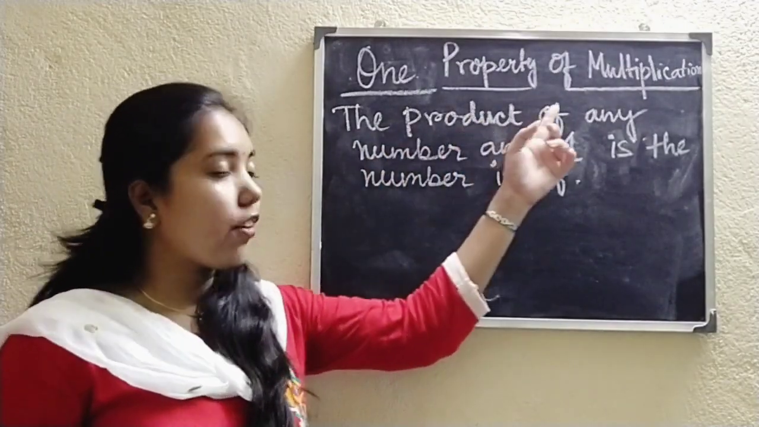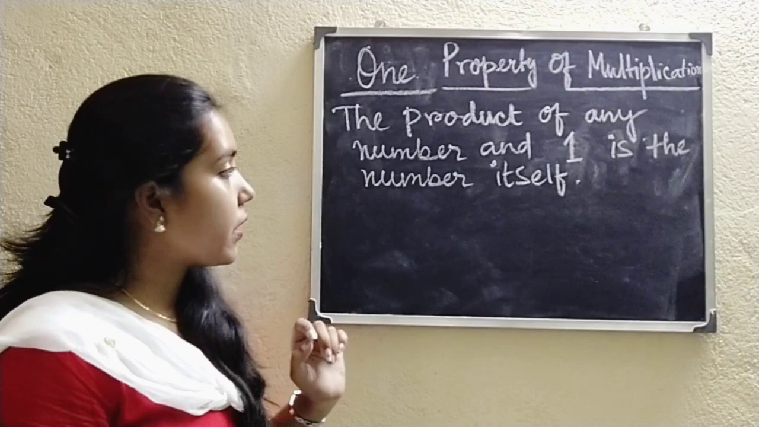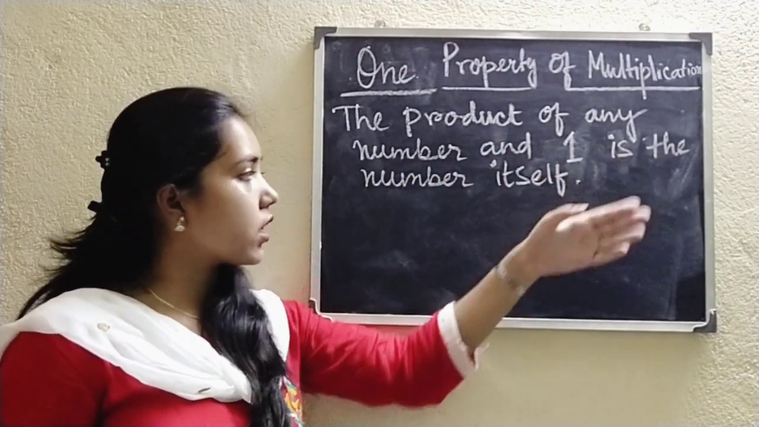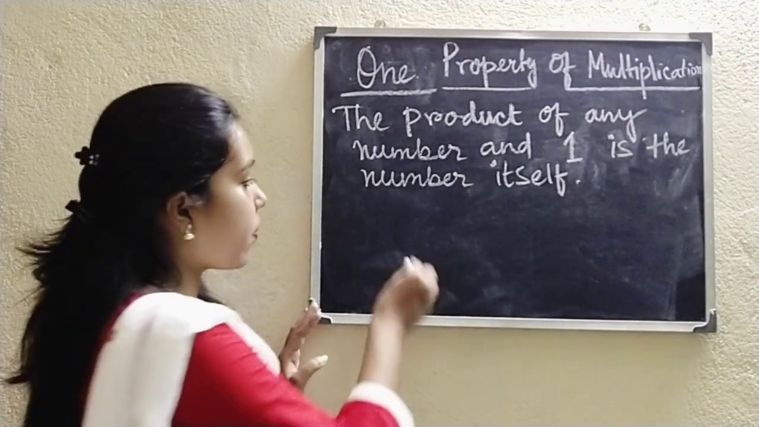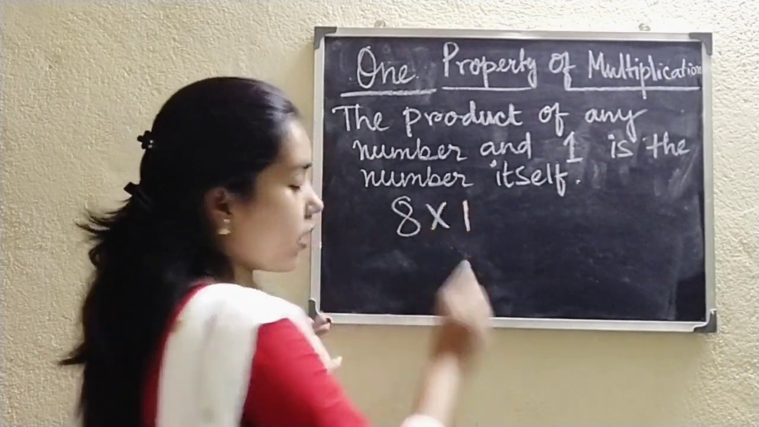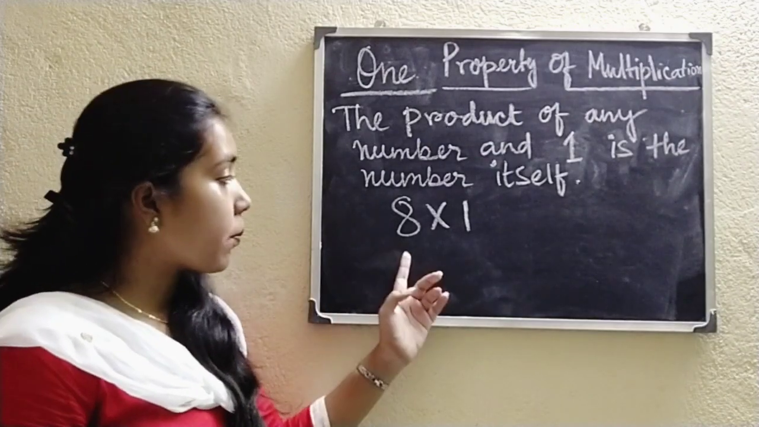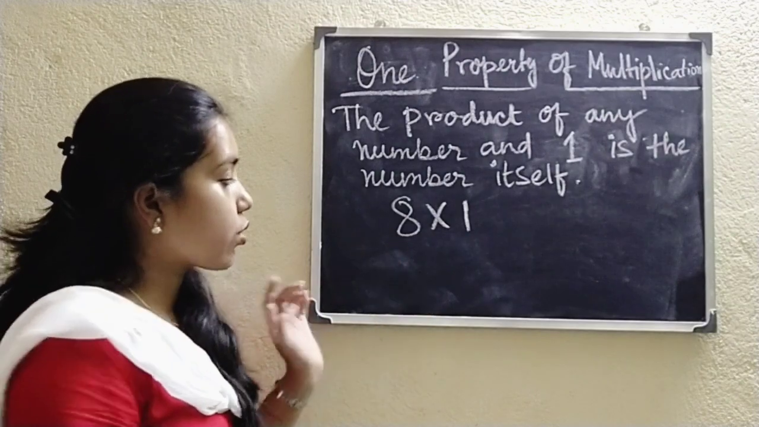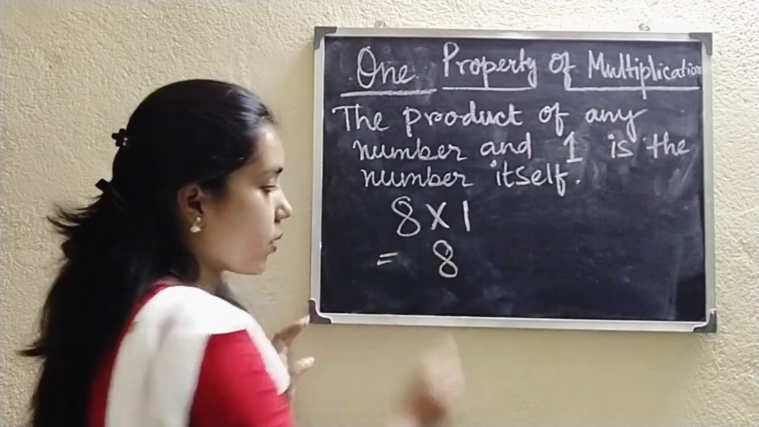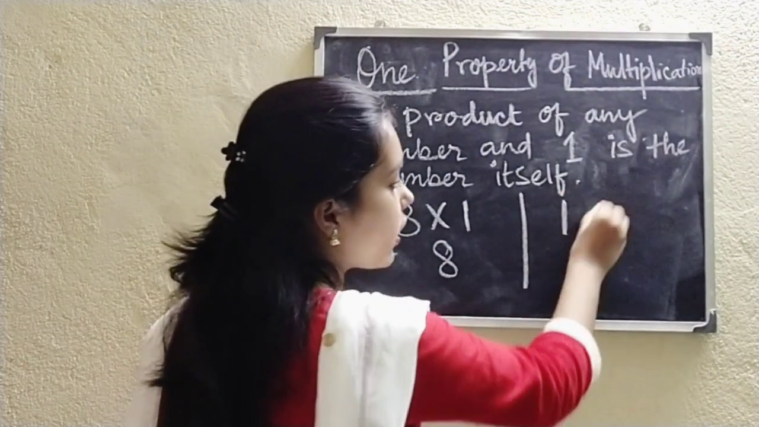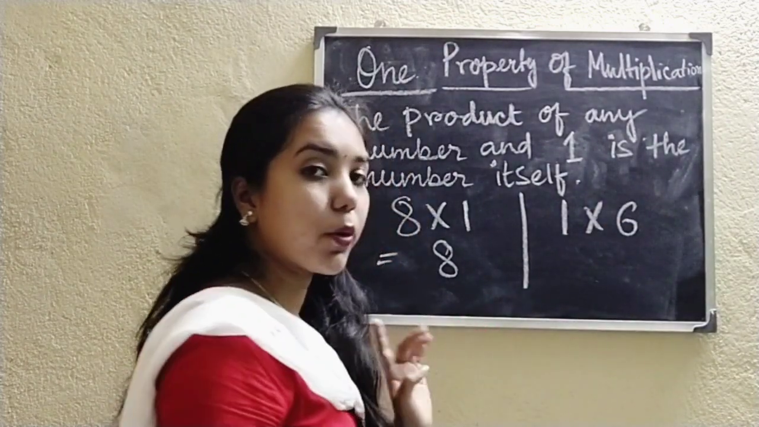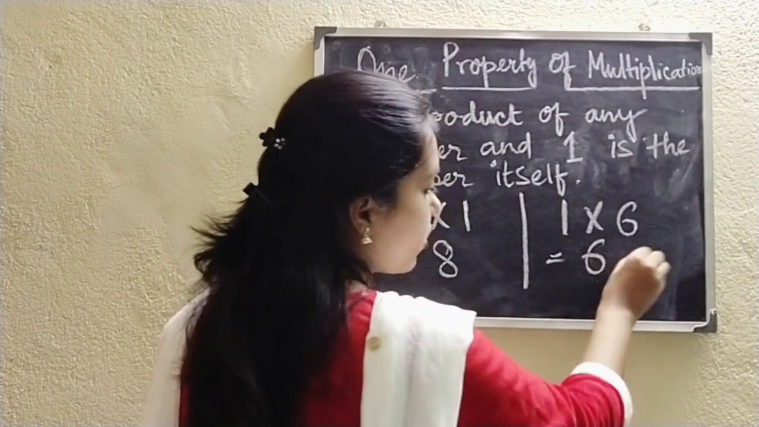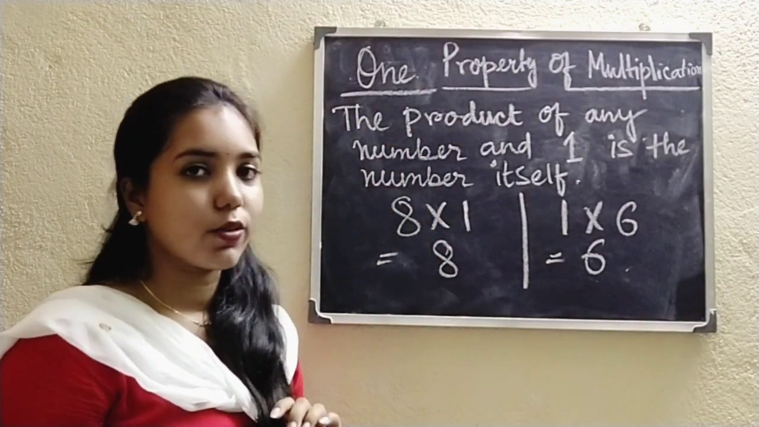One property of multiplication. The property tells that the product of any number and 1 is the number itself. For example, 8 into 1. If a number is multiplied by 1, then the product is the number. So here the answer will be 8. Again, if 1 is multiplied by any number, then the product will also be the same number. So 1 into 6 is equal to 6.